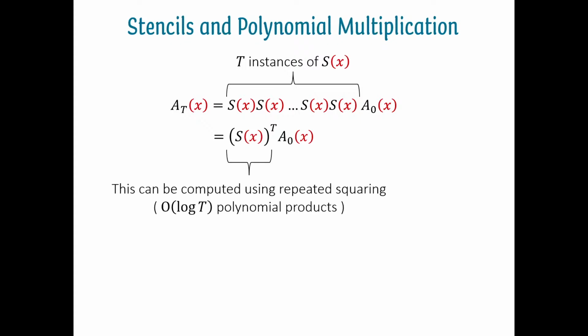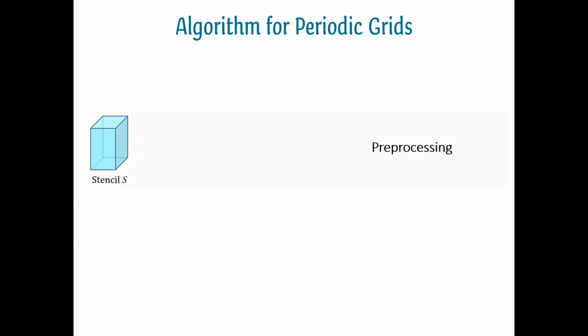And these s to the power t can be computed using repeated squaring, using only log t polynomial multiplications. Okay, so we have that. But what we can do is now, if I give you an input grid and a stencil, evaluate it for t time steps. For these tensor core units, right? For standard CPUs, it's different.